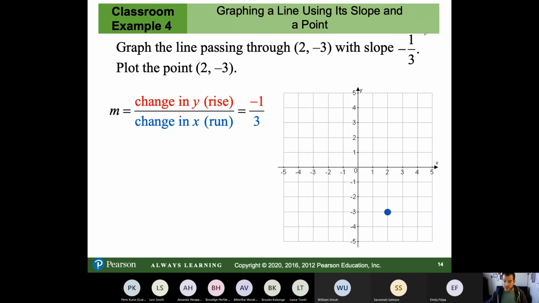Again, they started at the point 2, negative 3. They actually have the same slope. So they're going down 1, right 3, put a dot, connect the dots. That's the nice thing about using point slope form: if you're given a point, you start at the point and then you do your slope.